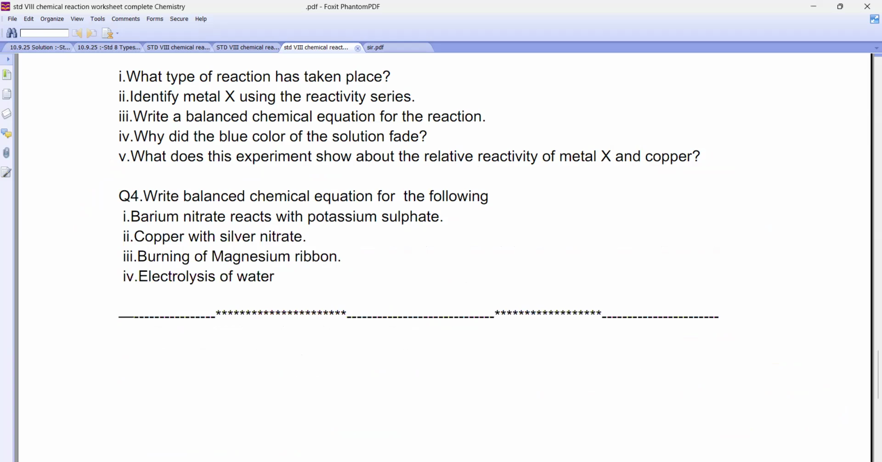Barium nitrate reacts with potassium sulfate. This is so easy. Barium nitrate: barium valence is 2, nitrate is 1. Potassium is K2. Partners will change, so I get barium sulfate. And what am I going to get? Potassium nitrate, KNO3. KNO3 we need to balance, so we have to put 2 here, because this was 2 and 2. Okay?